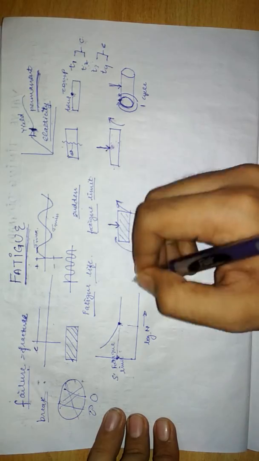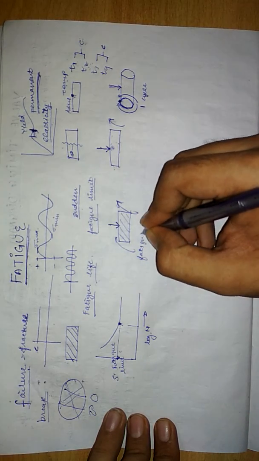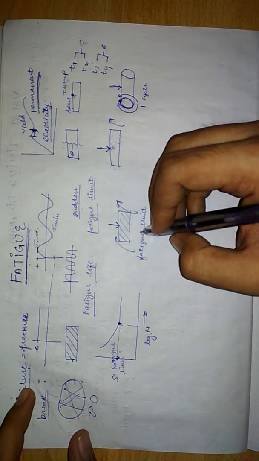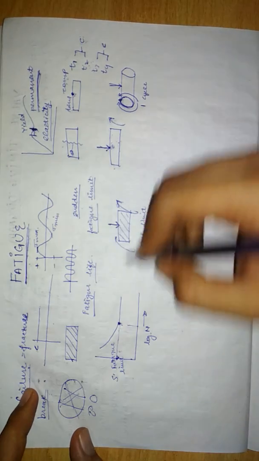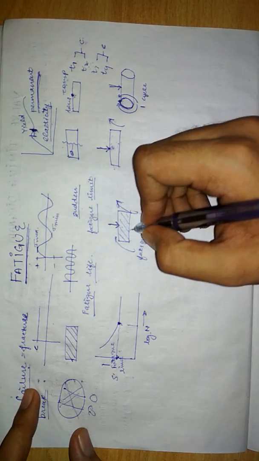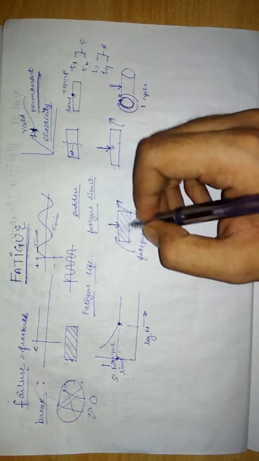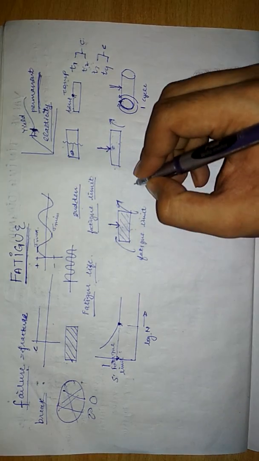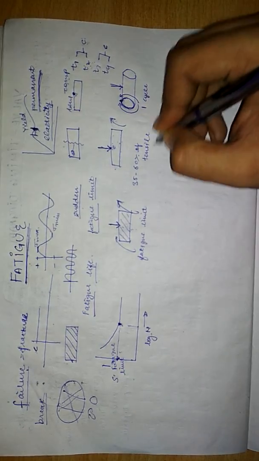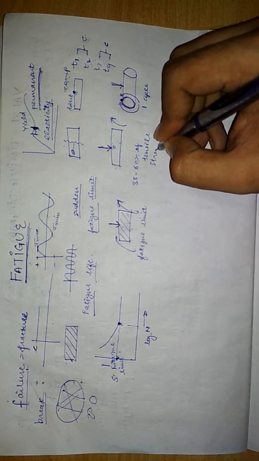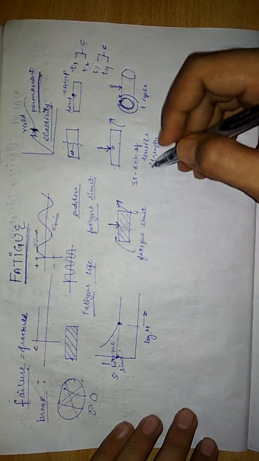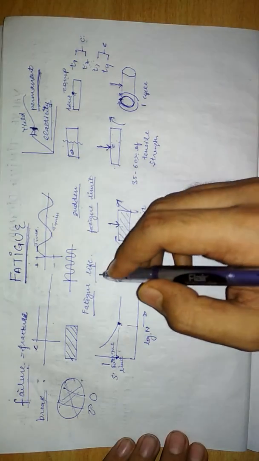So this is fatigue limit. What is fatigue limit? Fatigue limit represents the largest value of fluctuating stress, this stress, that will not cause failure for an infinite number of cycles. Generally, the fatigue limit ranges between 35 to 60% of tensile strength. So it is a key point, a note kind of thing. This limit ranges between 35 to 60% of tensile strength. So this is what fatigue is about.